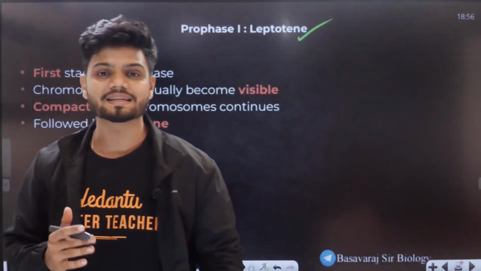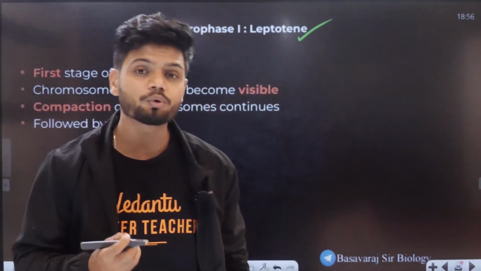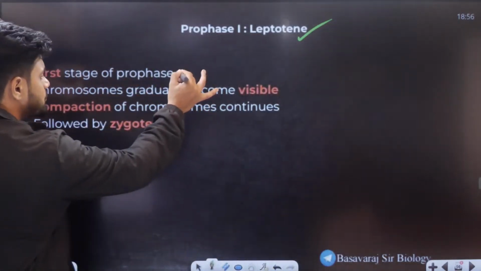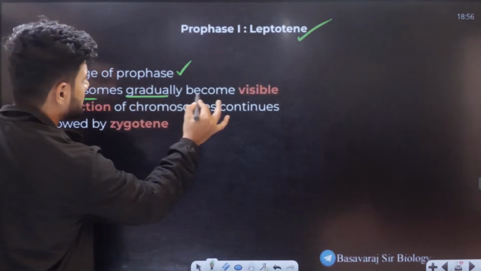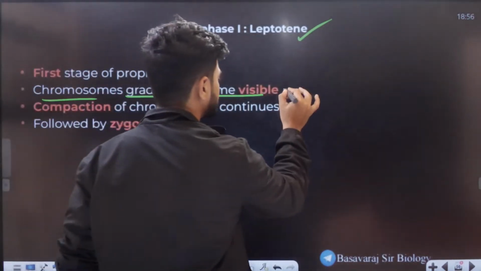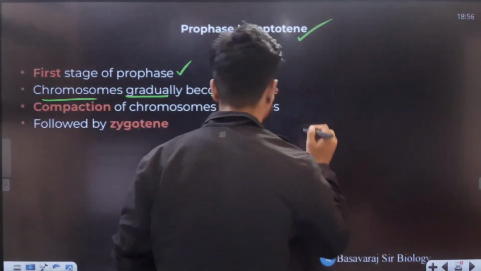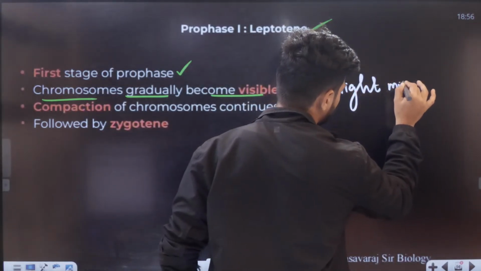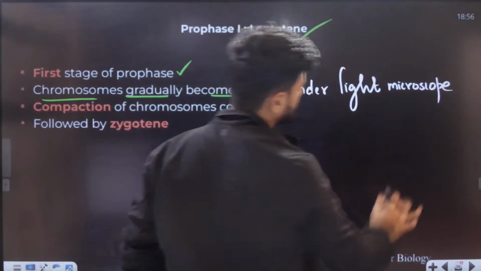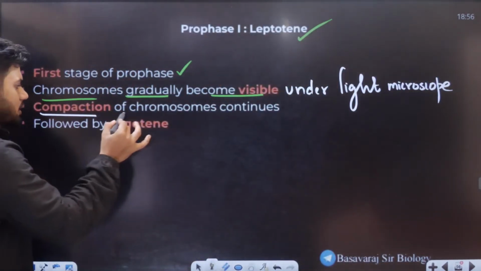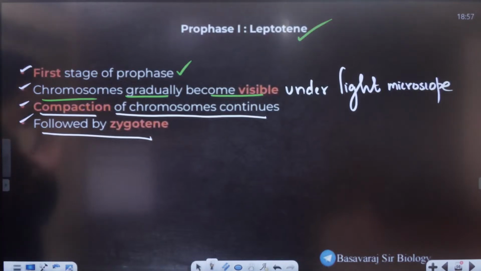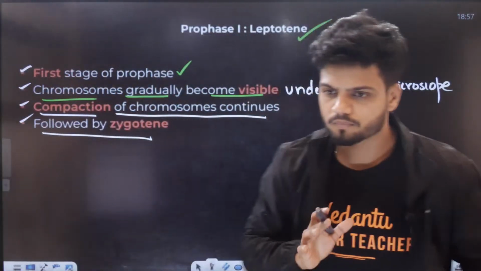So what exactly happens in the case of leptotene? In leptotene, the chromosomes become gradually visible under the light microscope. That's all. That is the first stage in prophase. Compaction of chromosomes continues, followed by zygotene. Write down, students. Okay, done.